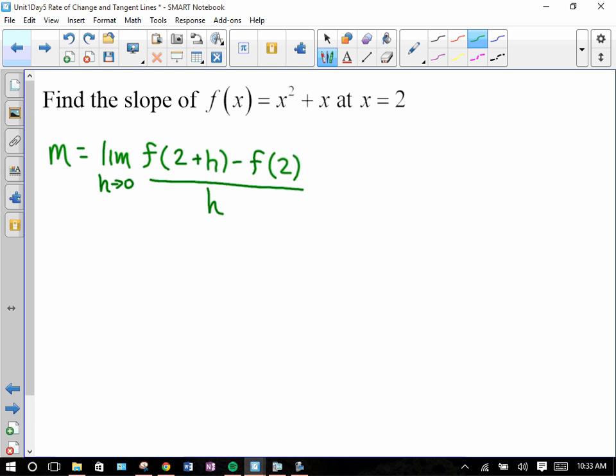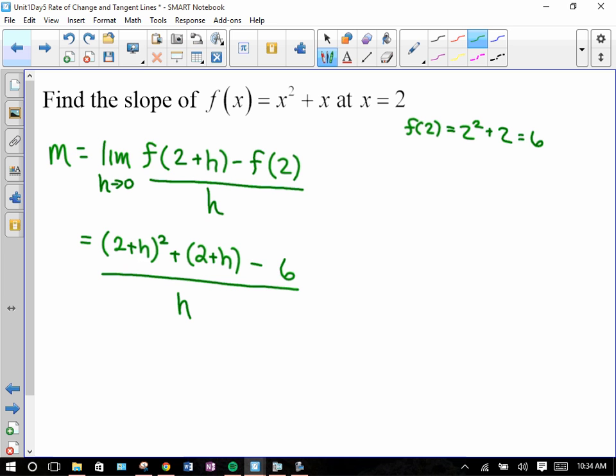So first of all, we're plugging this in. f of 2 plus h means you have 2 plus h squared plus 2 plus h, because that's x squared. Alright? Minus f of 2. Well, f of 2 just means plug 2 in for x. So f of 2 is equal to 2 squared plus 2, which is equal to 6. Alright, you have minus 6. That's all divided by h.